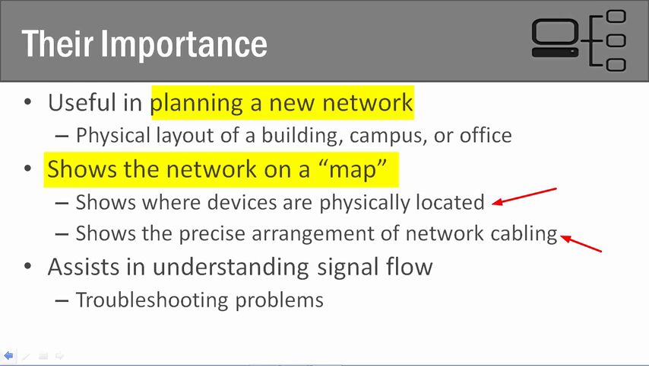So, when you know how everything's connected together on a physical map and how it's designed, you understand how data and information flows throughout the network. And so when we're troubleshooting, it's easier to identify what the potential problems are, and we can isolate them a lot easier. So this is what it's all about. This is why it's important.